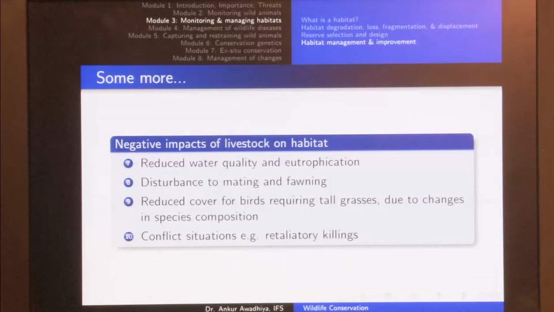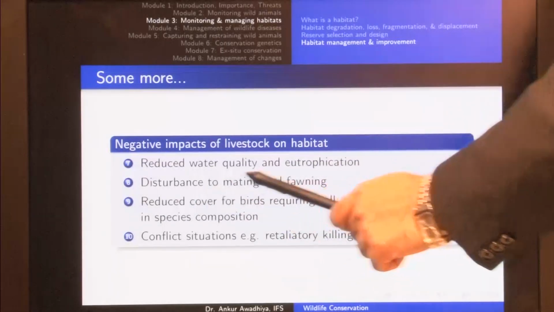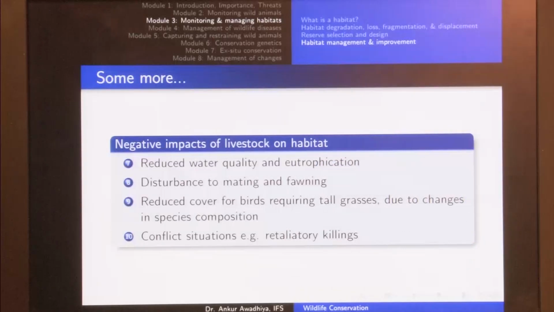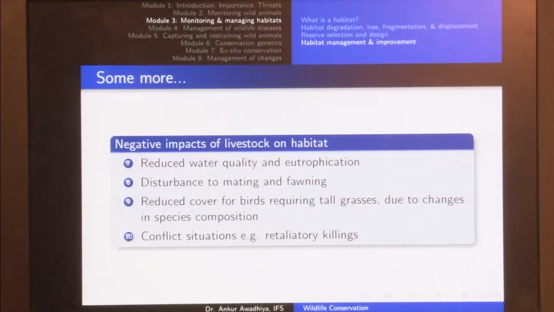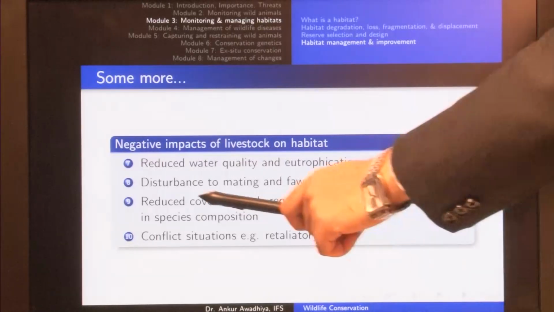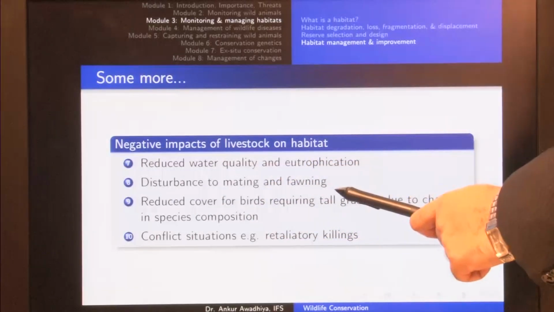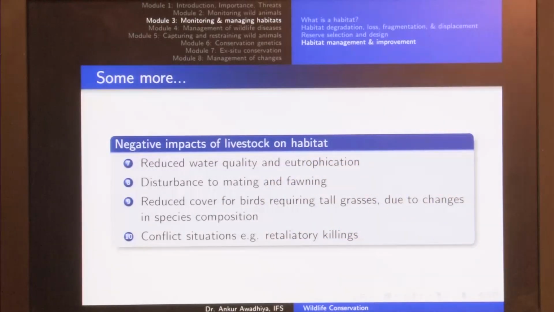Also, we can observe situations of reduced water quality and eutrophication, especially because the water is being overutilized by the livestock, and they are also contaminating the water sources through their dung and urine. Dung and urine provide fertilizers into the water, which could lead to eutrophication. Then it also leads to disturbance to mating and fawning behaviors of the wildlife, because essentially we are seeing human and livestock led disturbance into their behavior.